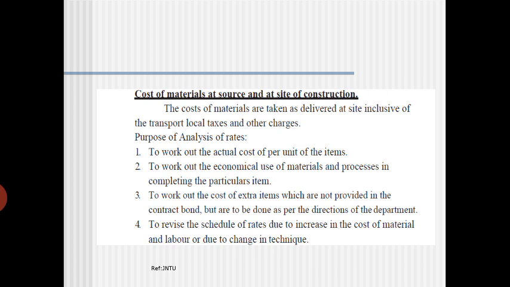The fourth one is to revise the schedule of the rates due to increase in the cost of the materials and labors due to the change in the techniques. Of course, many times I already discussed, when the rates are increasing, suppose the old PWD rates, if you compare with the new one, normally a lot of changes are there. And due to some inflation, the cost of the material will increase. So normally we give 5% extra provision as the fluctuation rates. If you want to determine that, you should determine the rate analysis properly.